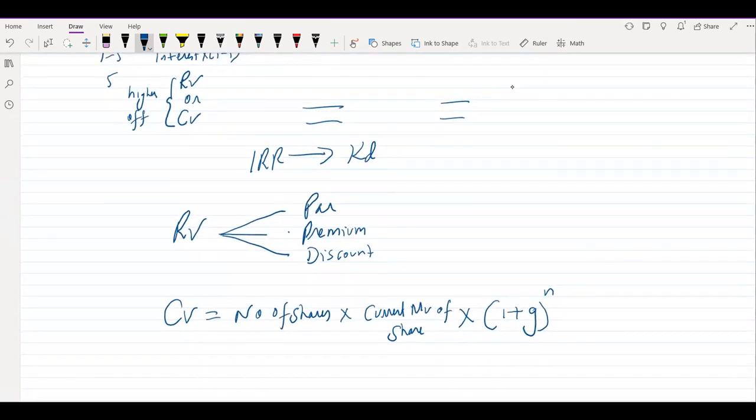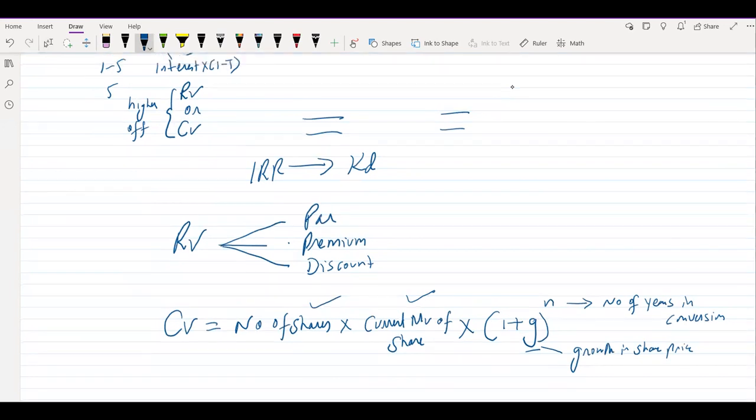सो व्हाट इज एन नंबर ऑफ इयर्स इन कन्वर्जन? नंबर ऑफ इयर्स इन कन्वर्जन, नंबर ऑफ शेयर्स विल बी गिवन. आज की मार्केट वैल्यू, करंट मार्केट वैल्यू विल बी गिवन. ग्रोथ विल बी गिवन. सर ये ग्रोथ क्या है? डिविडेंड की ग्रोथ? नो, इट्स द ग्रोथ इन शेयर प्राइस. So you will multiply number of shares into current market value of share into (1 plus g) raised to power n. That gives the conversion value.